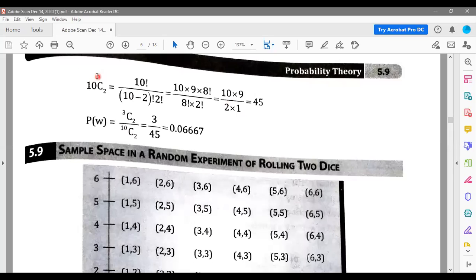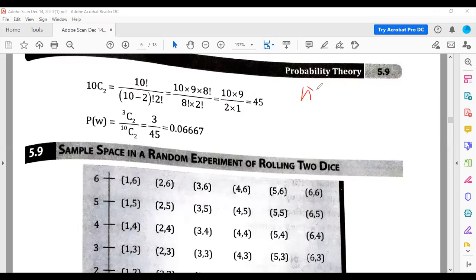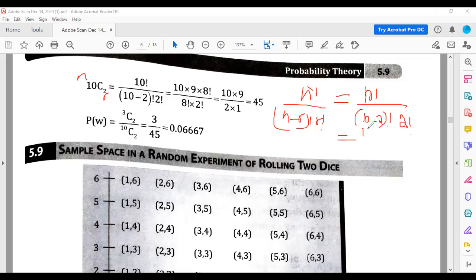Now in 10C2, again the same formula you have to use: n factorial divided by (n minus r) factorial into r factorial. That is the formula, and we have to solve it. Now 10 is n, r is 2. So 10 factorial divided by (10 minus 2) factorial into 2 factorial. So 10 factorial means 10 into 9 into 8 factorial.